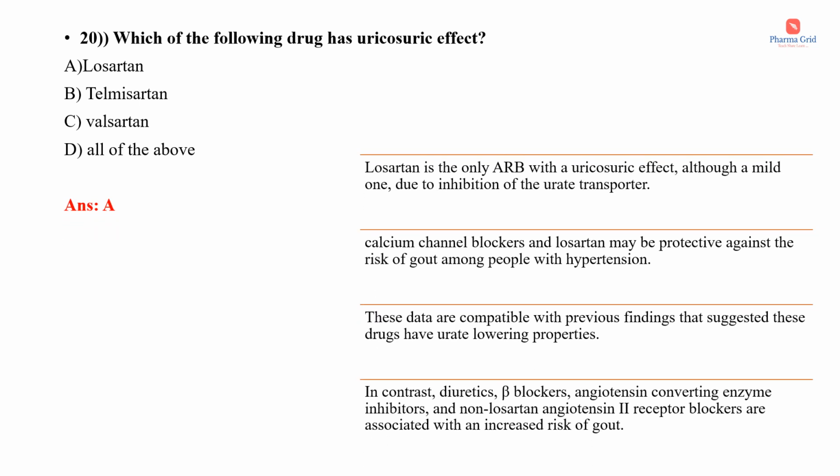Losartan is the only angiotensin receptor blocker with a uricosuric effect, although a mild one due to inhibition of the urate transporter. Calcium channel blockers and losartan may be protective against the risk of gout among people with hypertension. These data are compatible with the previous findings that suggested these drugs have urate lowering properties. In contrast, diuretics, beta blockers, angiotensin converting enzyme inhibitors, and non-losartan angiotensin 2 receptor blockers are associated with an increased risk of gout.